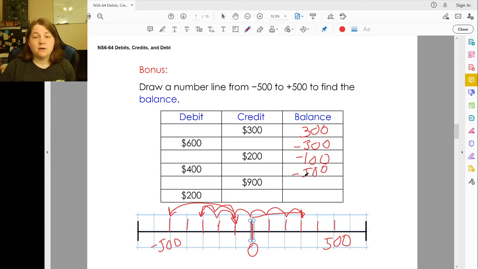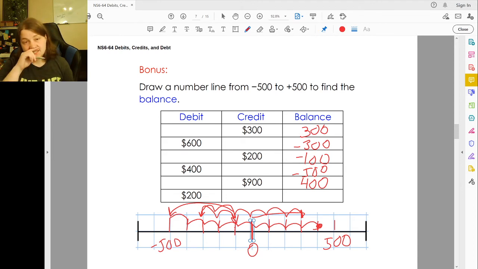And because I know I owe so much money, I'm going to put some money into my bank account. So I'm going to move this by 900 spaces. 1, 2, 3, 4, 5, 6, 7, 8, 9. Which means now I paid back what I owed and I still have $400 left over. Which means instead of saving it like I normally would, I'm going to go ahead and spend $200. Which means now I only have $200 in my bank account.